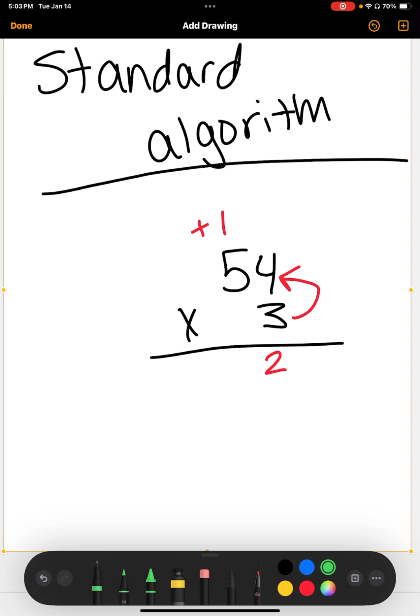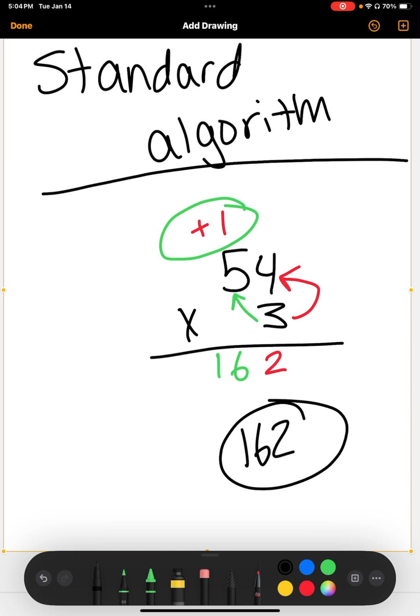The next thing we're going to do is multiply in the tens. 3 times 5 is 15, and the last step is to add that 1 on there. 15 plus 1 is 16. So our answer here is 162. From the 3 methods, the 2 that tend to be the favorites among students are the standard algorithm and the area model. Most students don't use partial products, but I have had a few this year that have really taken to that.